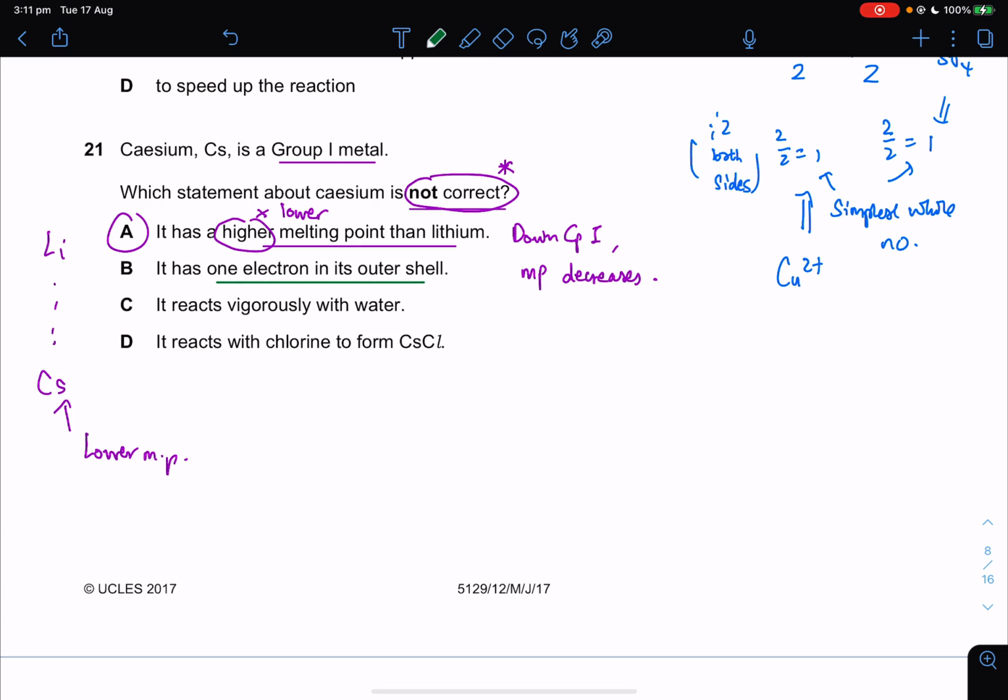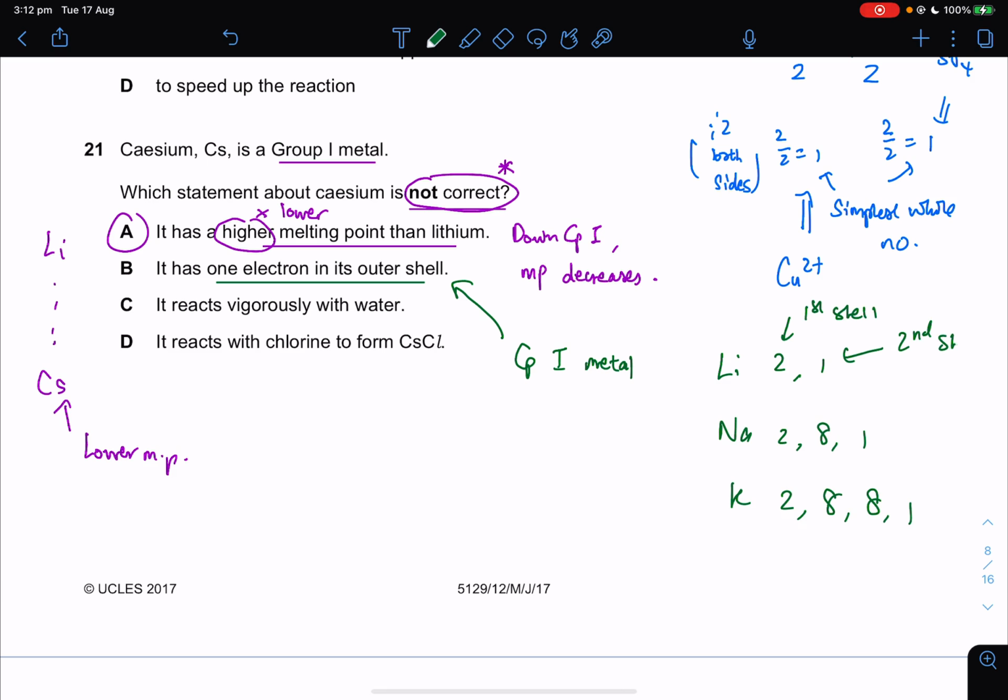1 electron in its outer shell, yes, because it's group 1 metal. So group 1 means all of them will have something comma 1 in the outer shell. Example, lithium is 2 comma 1, and then sodium is 2 comma 8 comma 1, potassium is 2 comma 8 comma 8 comma 1. So this refers to first shell. The 1 refers to the second shell, and because lithium is a second period element, this is the outer shell. Sodium, on the other hand, is the third period element, so the third period is the outer shell. It's got 1 electron in the outer shell, and so on and so forth for the rest of the group 1 metal.